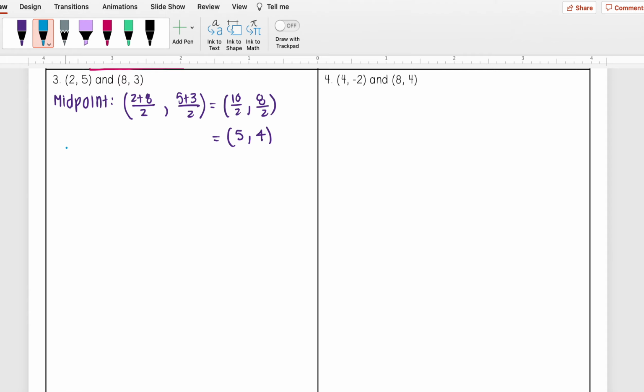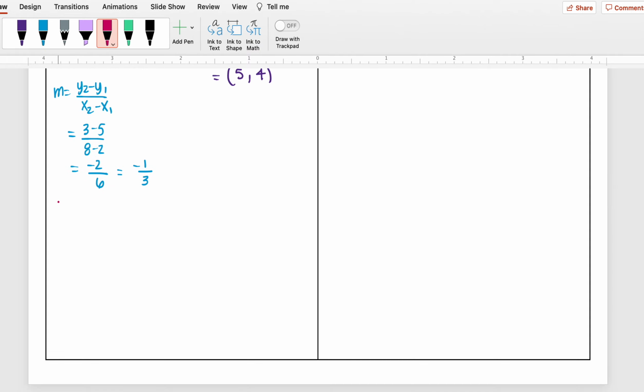Second step, I need to figure out my slope. This time I'll go ahead and use that slope formula again. So that's y2 minus y1 over x2 minus x1. And so if I label these x1, y1, x2, y2, y2 minus y1 is going to be 3 minus 5. x2 minus x1 is going to be 8 minus 2. 3 minus 5, I get -2. 8 minus 2, I get 6. And so when I simplify that out, I get a slope of negative 1/3.